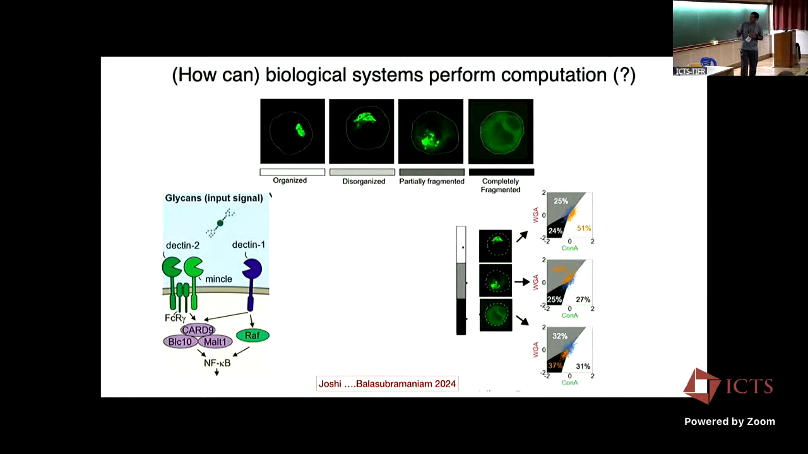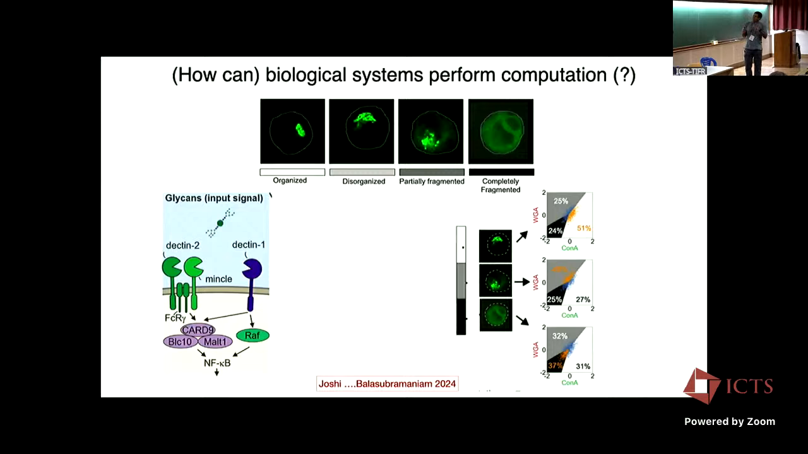So this is a very nice experimental work that was done by folks at NCBS and IISER Pune. Just to illustrate that this code is interesting even in a very minimal setting, they took cells and treated them with a particular chemical that disrupts the Golgi apparatus. This is an undisrupted Golgi apparatus, and as you go along here, you get a completely fragmented Golgi apparatus.